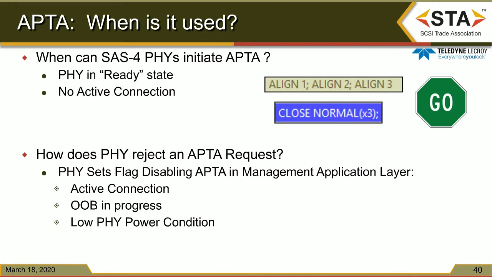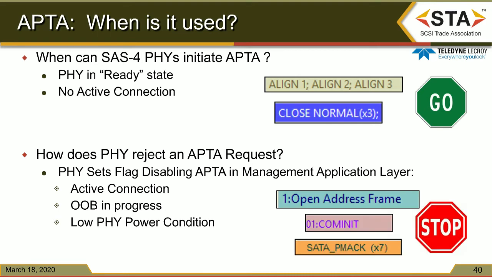What they do is they're going to set some register at a higher layer that basically disables APTA in real time. And this would happen automatically whenever the PHY has an open connection or is sending OOB or enters low power. All of these conditions, again, are supposed to prevent APTA from starting up. And so it's basically based on the logical link state. So in theory, yeah, you would never NAK an APTA start.